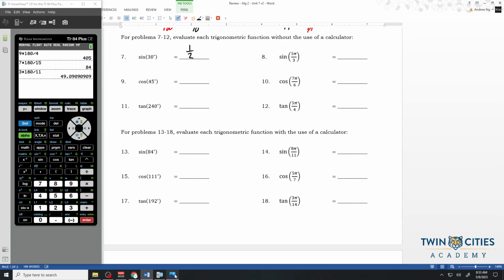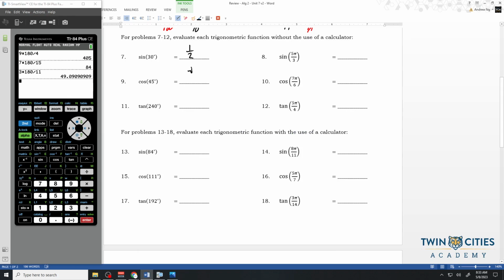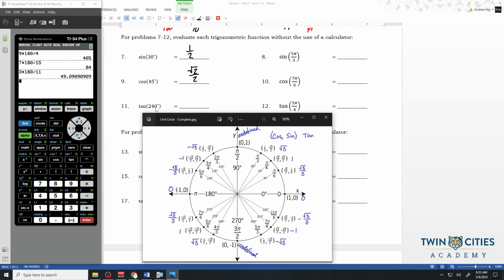Cosine of 45 degrees. So I go back to my circle, and I find 45 degrees. There it is. Cosine is the x value, so that'll be the square root of 2 over 2. And the tangent of 240. So I find 240. There it is. And the tangent is on the outside. That'll be the square root of 3. That is sine divided by cosine. So how I got that was taking negative square root of 3 over 2 and dividing by negative 1/2.